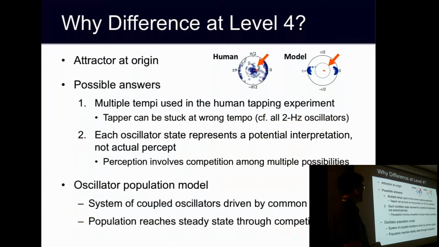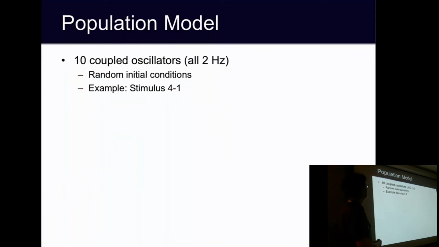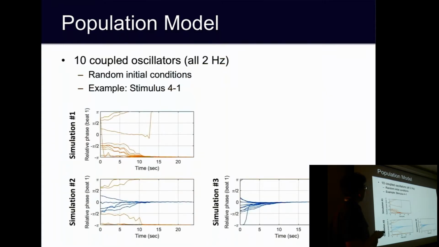To test that idea, we made an oscillator population model, which is a system of coupled oscillators driven by a common signal. This system can reach steady state through competition and then reinforcement between oscillators. The model has 10 coupled oscillators, all tuned to 2 Hz, starting from random initial conditions. And then we ran simulations. I'm showing you three.